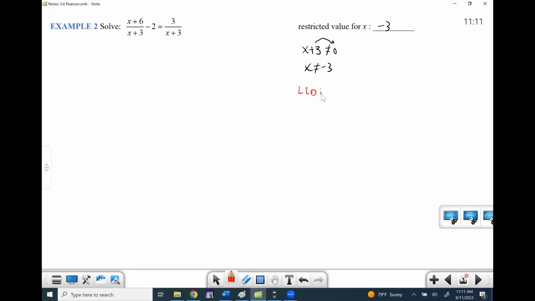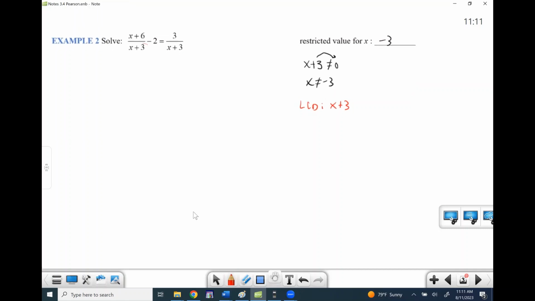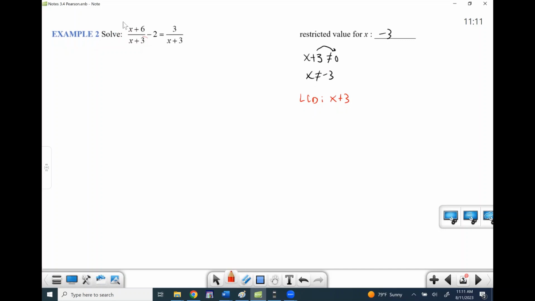Okay, so our least common denominator, well, there's only one thing in the denominator, an x plus 3, right? So that is going to be our LCD. So remember, we're going to take that least common denominator and multiply it by all of the numerators. So let me just move this down a little bit so I don't feel so squished. I'm going to multiply this numerator by x plus 3. I'm going to multiply this one by x plus 3 and this one.